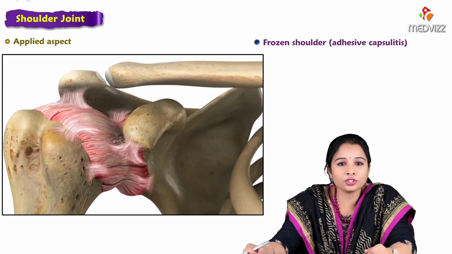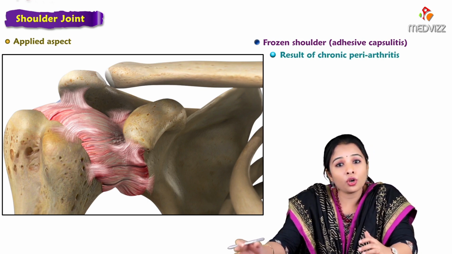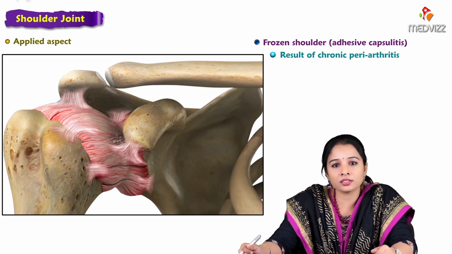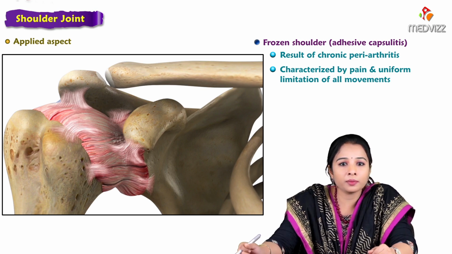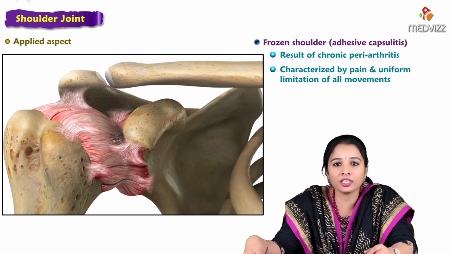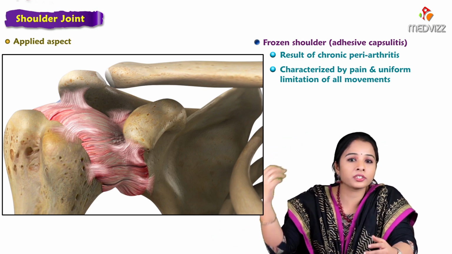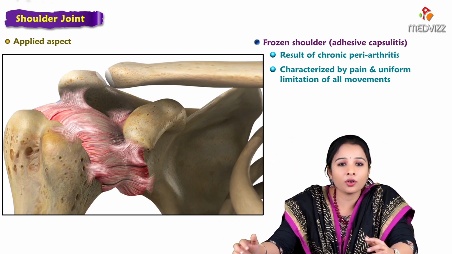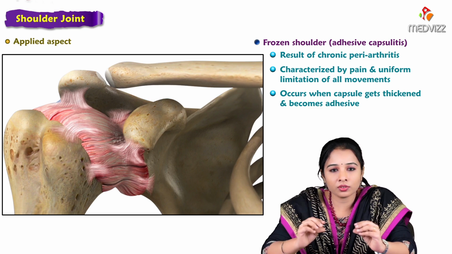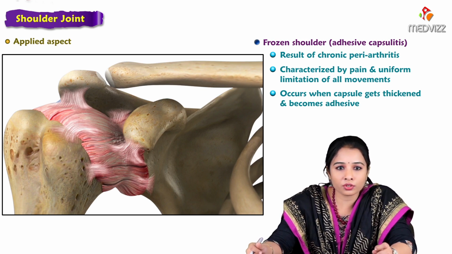And next is the frozen shoulder, which is also known as adhesive capsulitis. So chronic periarthritis of the shoulder will result in frozen shoulder or adhesive capsulitis. It is a clinical condition characterized by pain and uniform limitation of all the movements. So the person will have especially difficulty to comb their hair and to do overhead abduction. All these movements are restricted because the capsule of the shoulder joint gets thickened and becomes adhesive. So they start sticking with each other. That is called adhesive capsulitis or frozen shoulder.